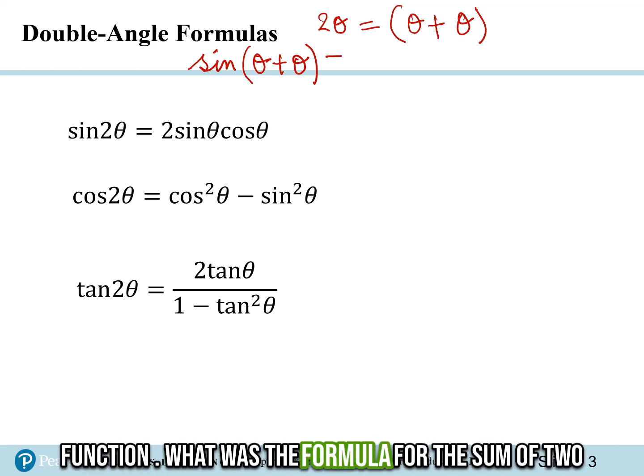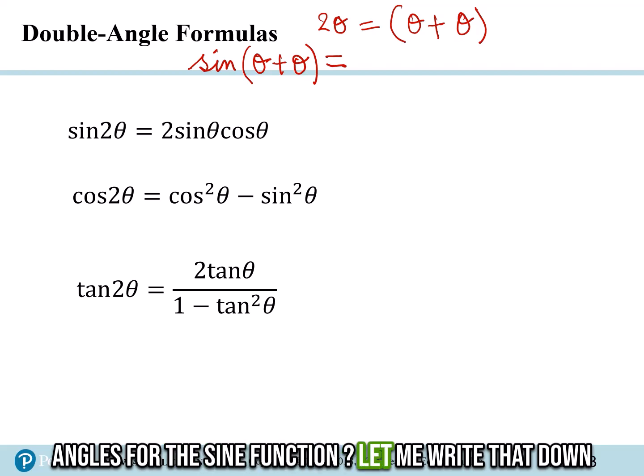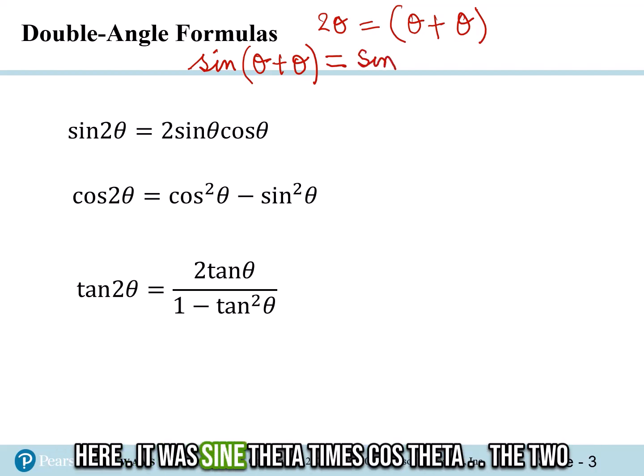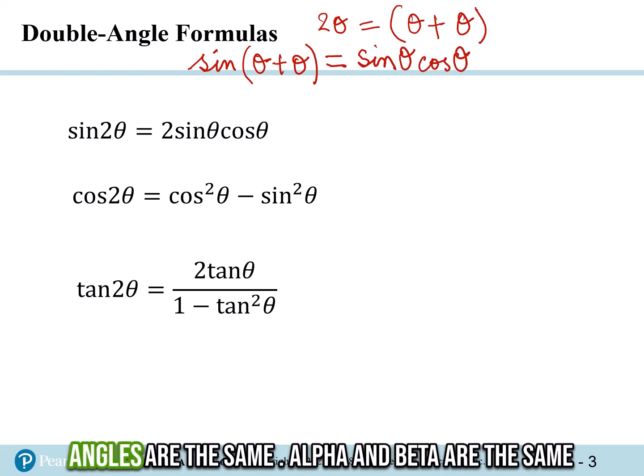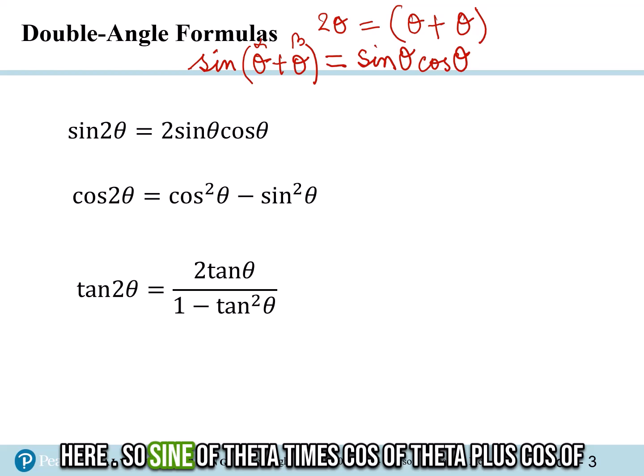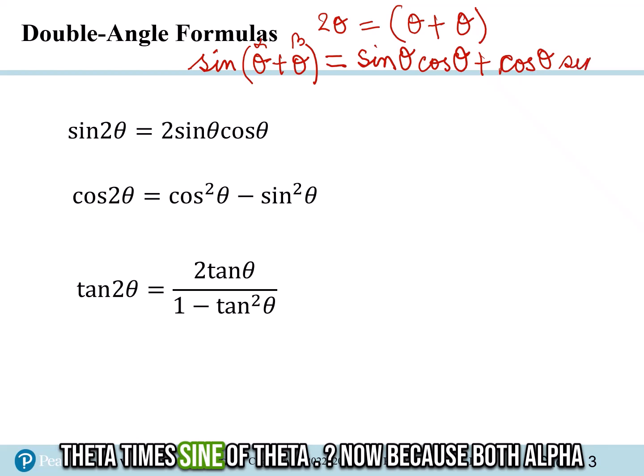What was the formula for the sum of two angles for the sine function? Let me write that down here. It was sine alpha times cos beta plus cos alpha times sine beta. The two angles are the same. Alpha and beta are the same here. So sine of theta times cos of theta plus cos of theta times sine of theta.